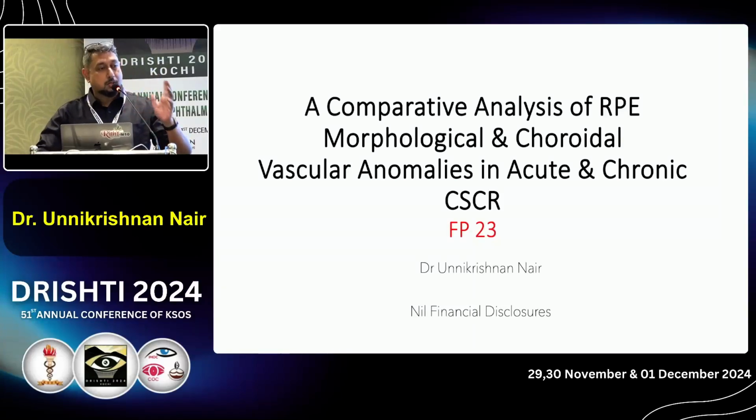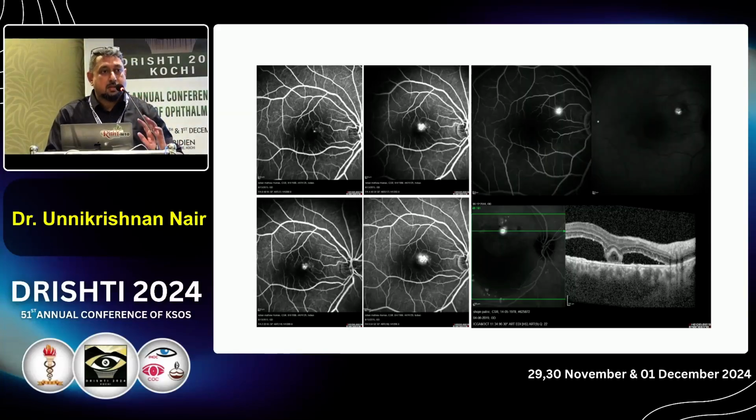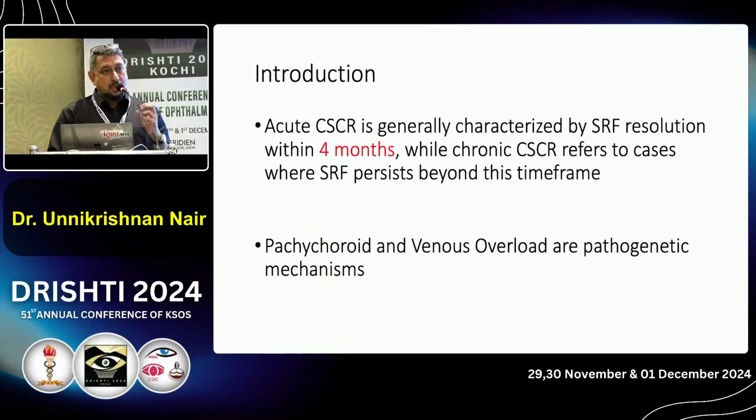Good afternoon. As you said, we're talking about CSR and comparing the different changes in acute and chronic CSR. This is a common image which is very easy to look at. You see the spot leak, the SRF and the fibrin, and you know that this is CSR. There's nothing confusing about that. Let's start with the differentiation between acute and chronic CSR. The time period arbitrarily in the literature is 4 months.